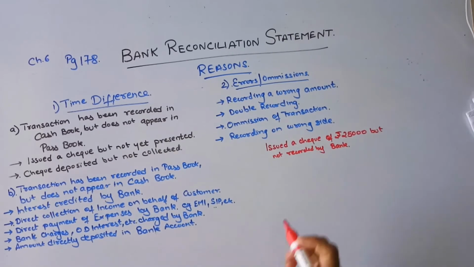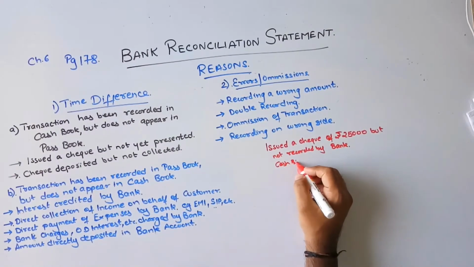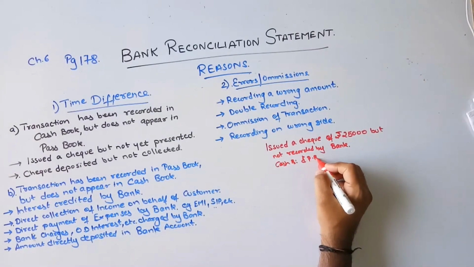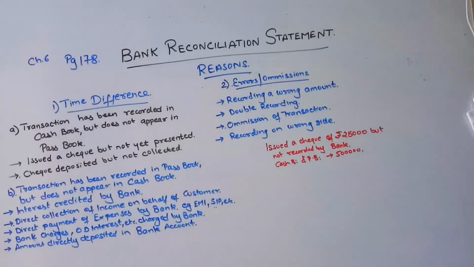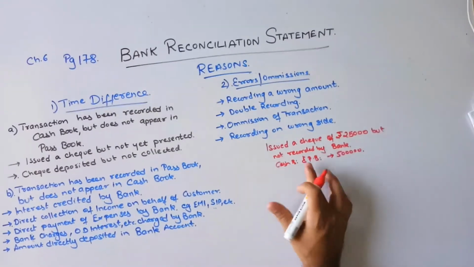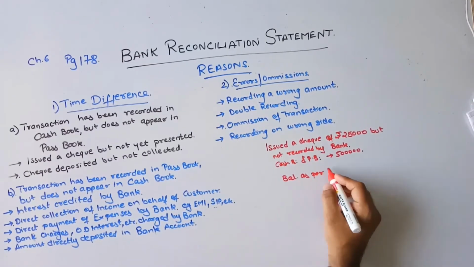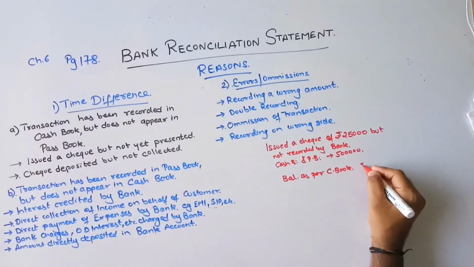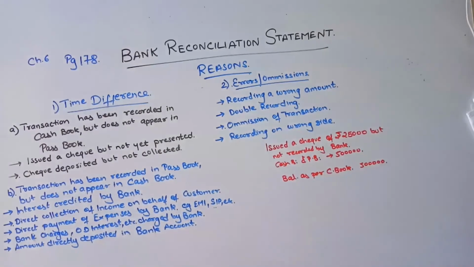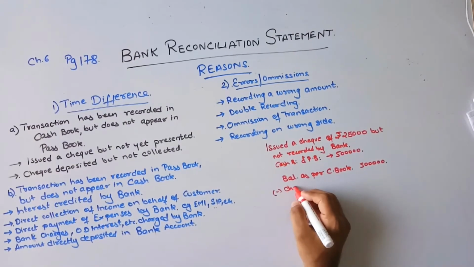Now let's say prior to this, my cash book and my passbook had a balance of, let's say, 5 lakhs. Now what will happen? Understand one thing. If I start with my balance as per cash book, what is the balance as per cash book? 5 lakhs. What will I do? I have issued a check. So what has happened? I have reduced from here, correct? Check issued.